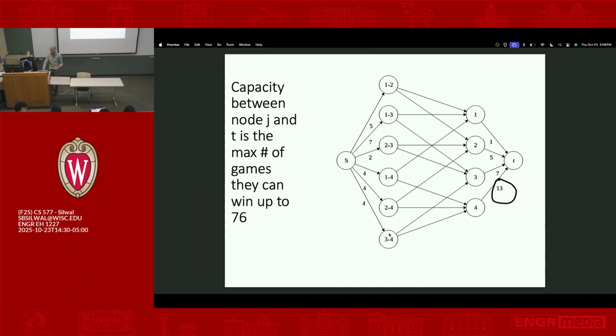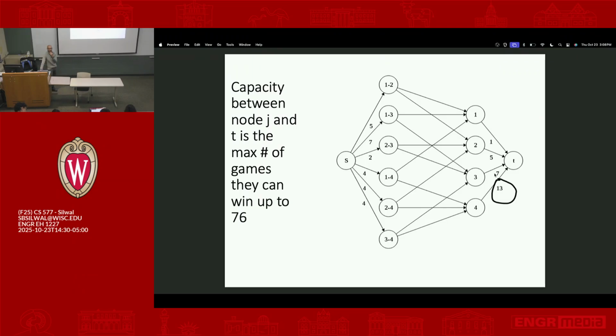The edge coming in is saying the 3-4 pair only has 4 games between them, so I have to dole out these 4 wins to either team 3 or team 4. But at the end of the day, I want team 3 to only accumulate 7 more wins across all the pairs that it participates in. Because if it gets anything more, I'm screwed. It gets to 77 wins. So that's where these numbers are coming from.